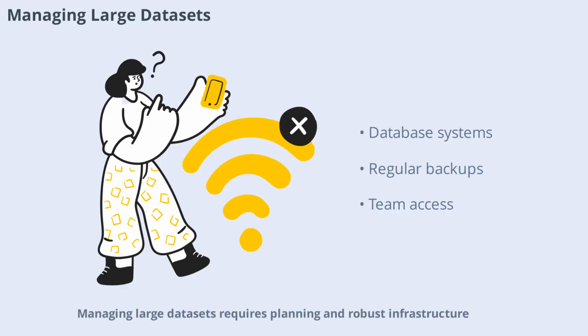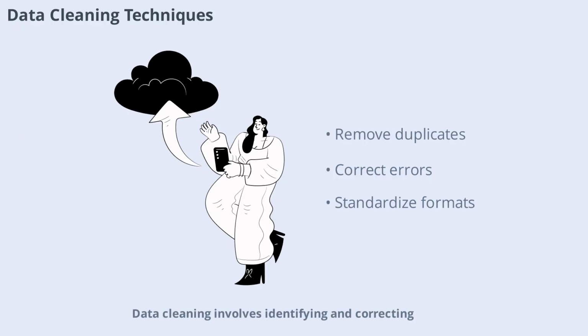Managing large datasets requires planning and robust infrastructure. Data cleaning involves identifying and correcting errors or inconsistencies in your dataset. Remove duplicate entries, correct typos, and standardize formats. Clean data is essential for accurate analysis and meaningful results. Make data cleaning a routine part of your workflow before moving to analysis.